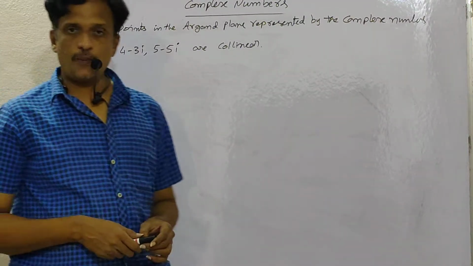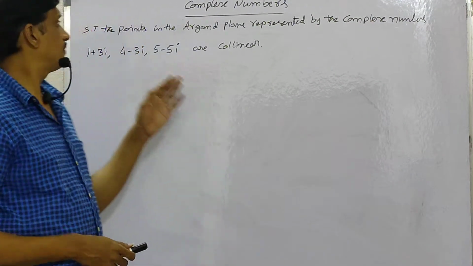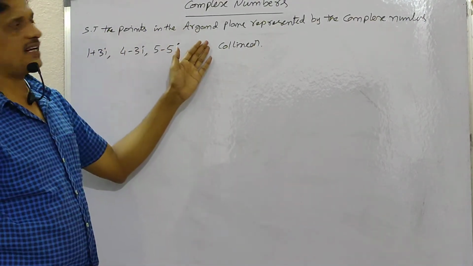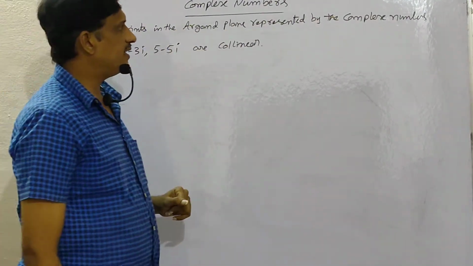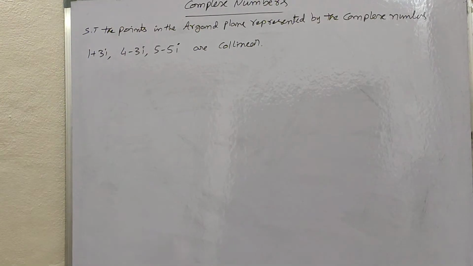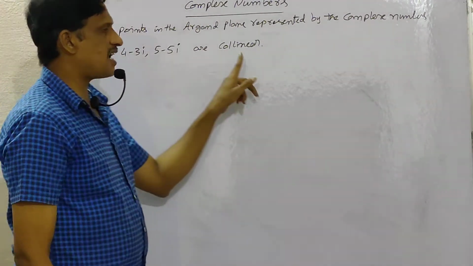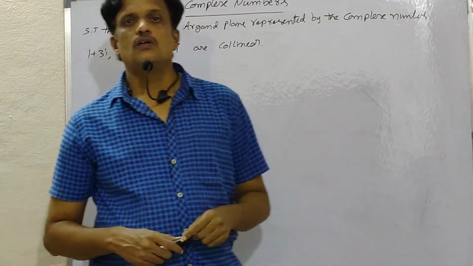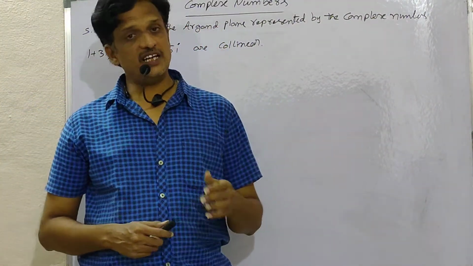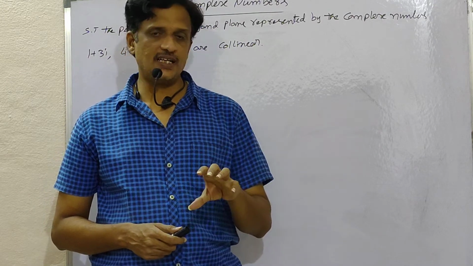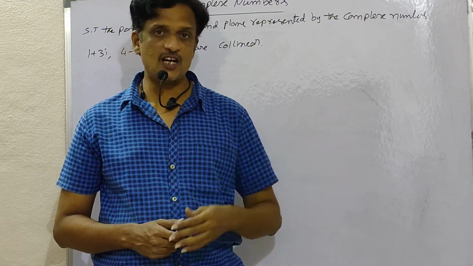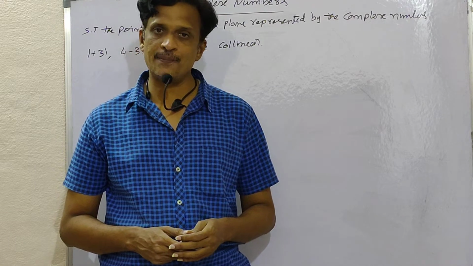Now the next topic from complex numbers is: show that the points in the Argand plane represented by the complex numbers 1 plus 3i, 4 minus 3i and 5 minus 5i are collinear. Usually in coordinate geometry we will get this type of problems. 3 points are given, we have to prove that they are collinear, means lie on the same line.